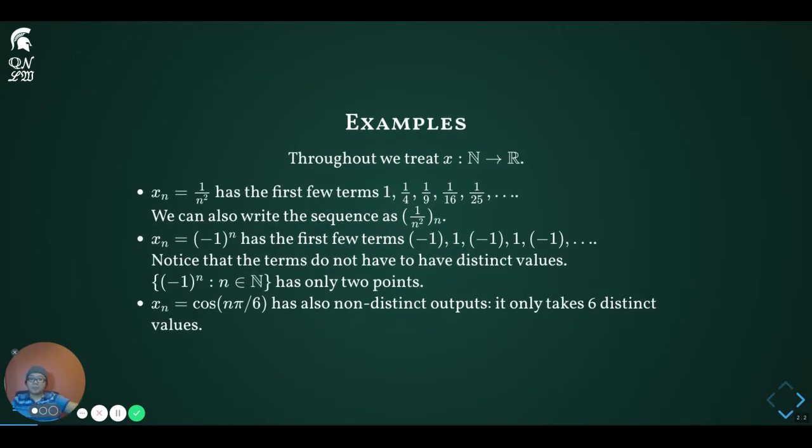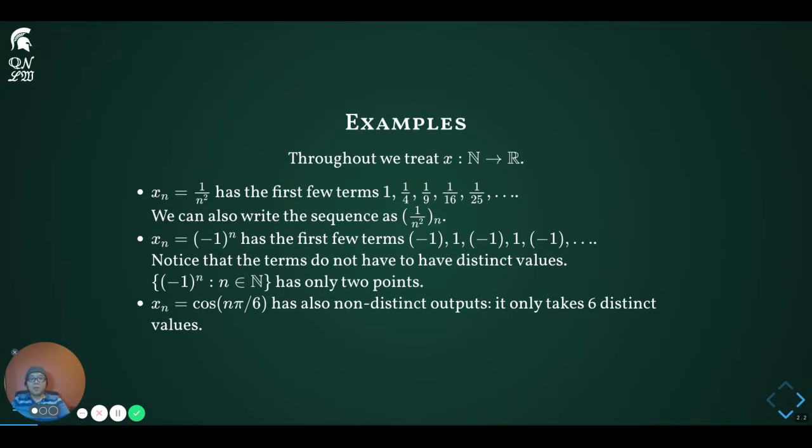Here are some examples. In the first example, the sequence, which we remember is just a function from the naturals to the reals, has a formula giving the nth term to be 1 over n squared. By plugging in a few values of n, we can read off the first few terms of this sequence, and they are 1, 1/4, 1/9, 1/16, and 1/25. If we didn't want to name the sequence, we can also just write parentheses 1 over n squared, close parentheses, subscript n, to denote this sequence.